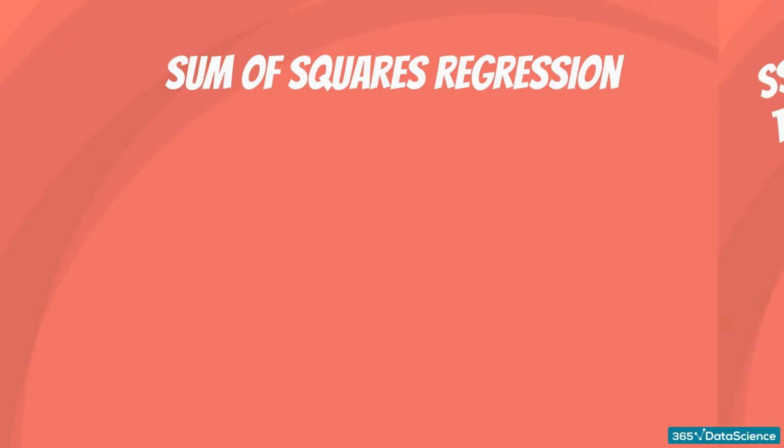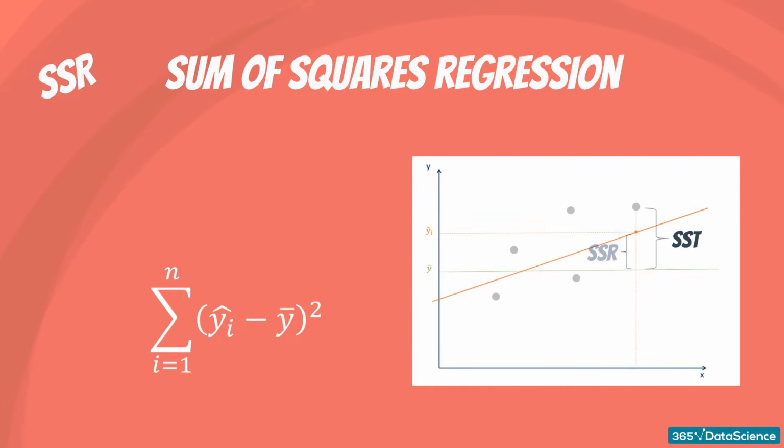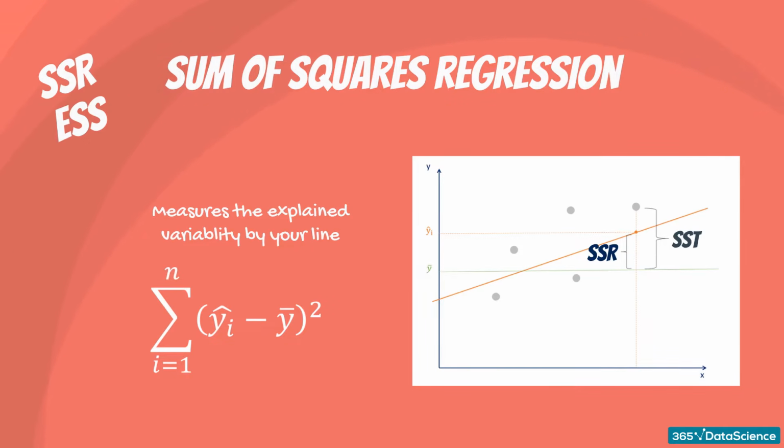The second term is the sum of squares due to regression, or SSR. It is the sum of the differences between the predicted value and the mean of the dependent variable. Think of it as a measure that describes how well your line fits the data. If this value of SSR is equal to the sum of squares total, it means your regression model captures all the observed variability and is perfect. Once again, we have to mention that another common notation is ESS, or explained sum of squares.